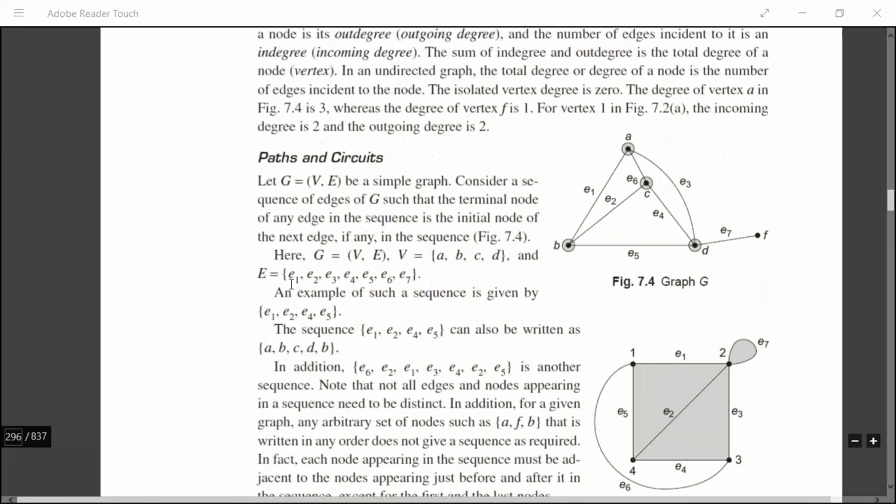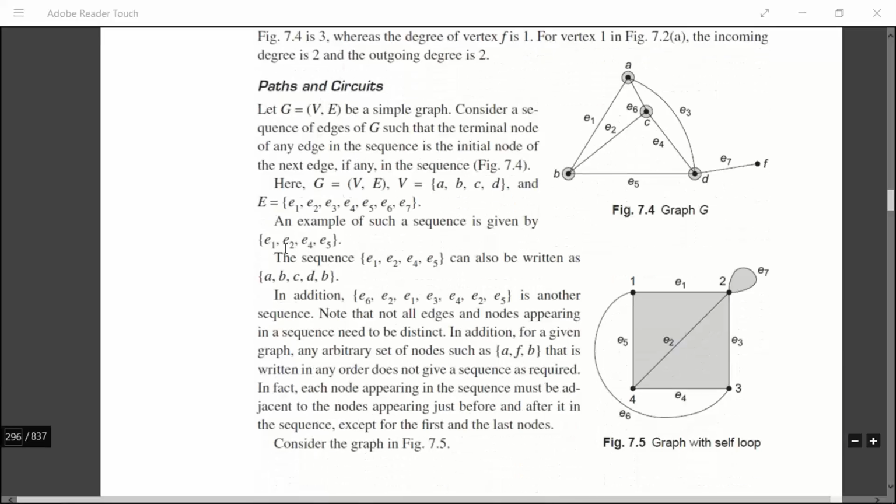An example of such a sequence is given here. Consider a sequence of edges of G such that the terminal node of any edge in the sequence is the initial node of the next edge. The terminal node of any edge, that means the end of any edge, is the initial node of the next edge. If you take the edge A to B, then from B it has to give rise to another edge. So the terminal node of any edge in the sequence is the initial node of the next edge, for example from B to C.